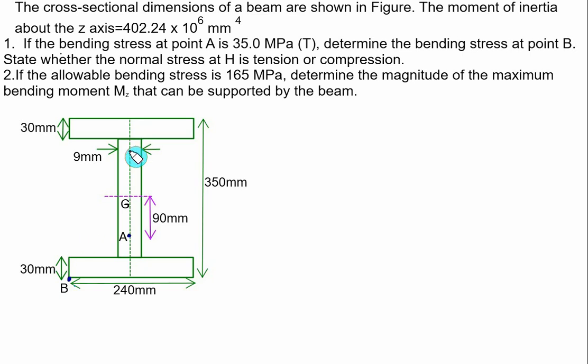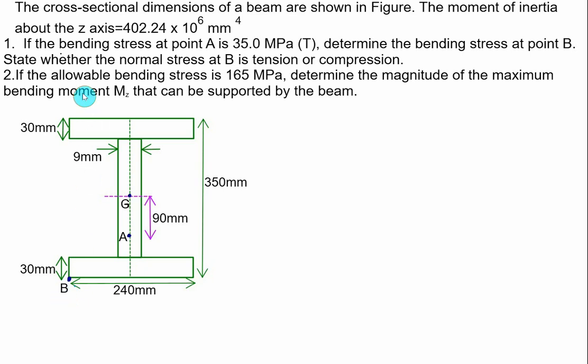Now the I section is symmetrical here, so we can very well mark the centroid just by observation. He has given the location of point A, which is 90 mm below the center of gravity, and one point B is shown which is at the bottom of the bottom flange. Iz is known this time, and the bending stress at point A is known to be 35 megapascal tension. So at this point we have tension stress equal to 35 megapascal, and state whether the normal stress at B is tension or compression. Now, once we have a stress below the neutral axis it is tension, so stress at B is also tension.